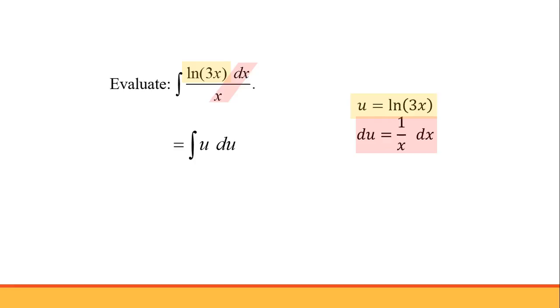So now when we integrate, we'll add 1 to the power and divide by the new power, plus c. And then we'll replace the u with the natural log of 3x, since those were equivalent. So the integral of the natural log of 3x dx over x is the natural log of 3x squared over 2 plus c.